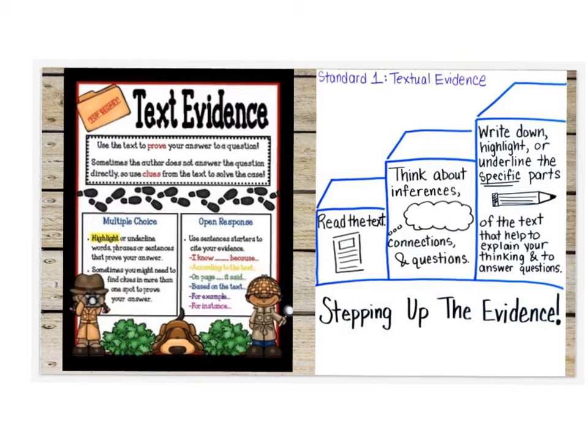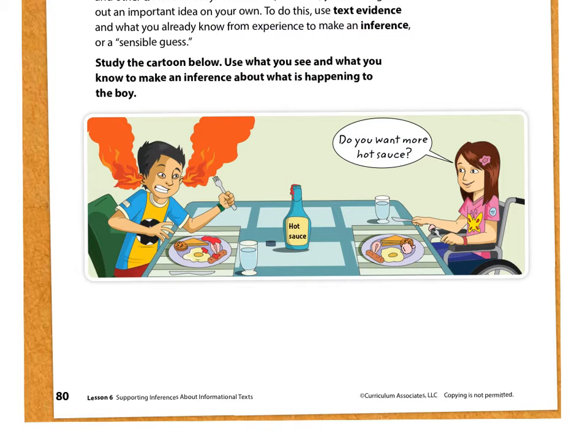So we have to read the text, we have to think about the inferences, connections, questions, and clues, and we have to write down, highlight, or underline specific parts, word for word, of the text that help us explain our thinking and answer our questions when we're reading and writing.